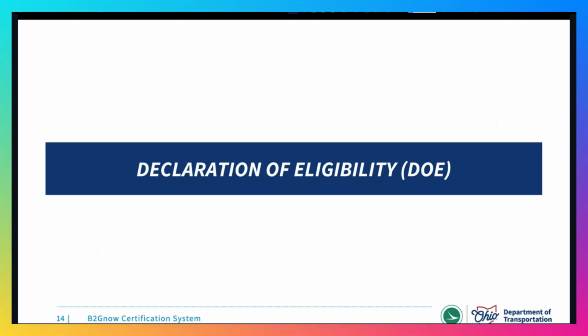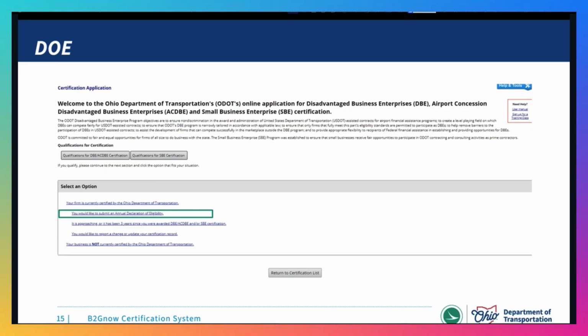So first, the declaration of eligibility. As I said, I'm going to be calling this a DOE. This is the new terminology for the annual no change declaration that a firm must submit every year. Back to the page that I was initially showing, you'll click that you'd like to submit an annual declaration of eligibility.